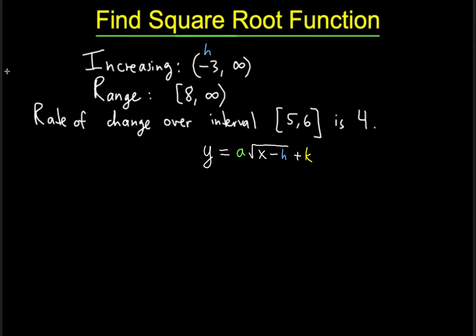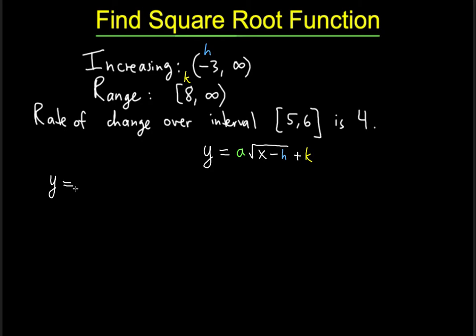And we know that the range starts from 8 in this case, right? And we know the k value is the smallest vertical or y value, the smallest function value that it can take. Okay, so we know that 8 is going to be the k value. So now we know h and k, but we don't know the a. So let's write this down.